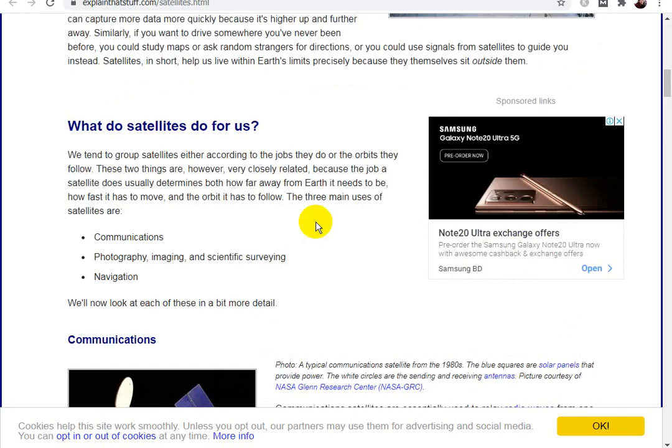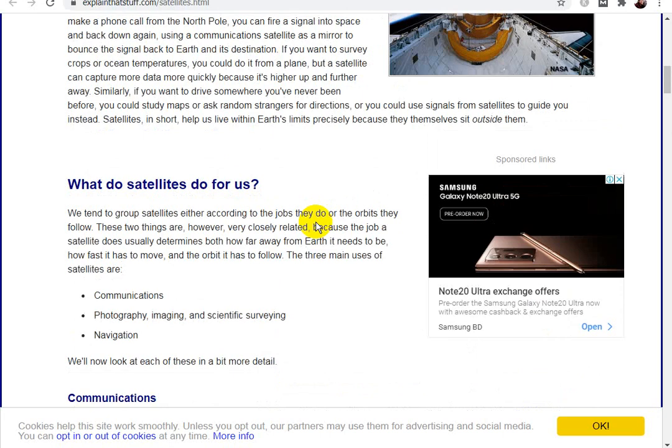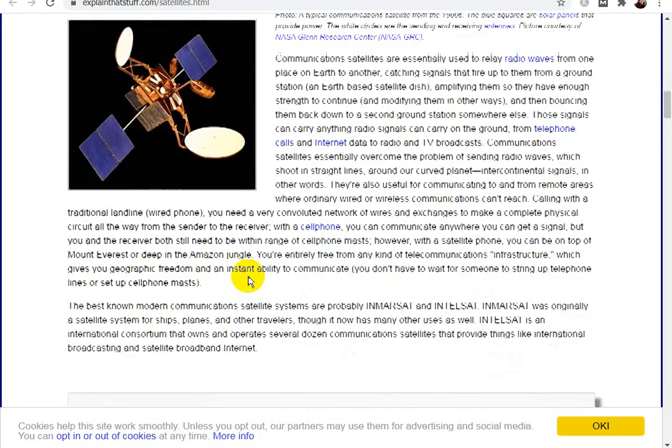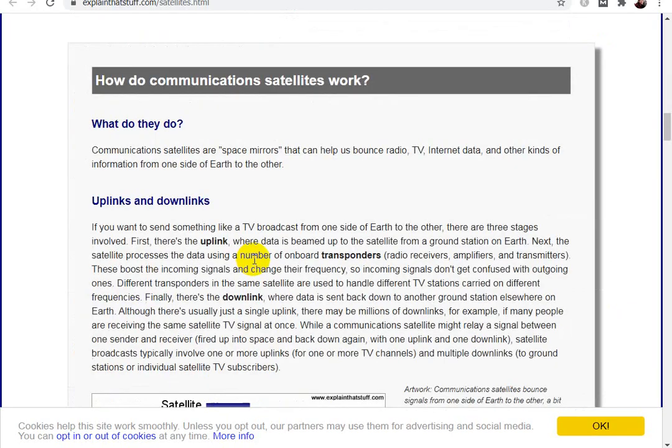What are the uses of a satellite? For communication, photography, imaging, scientific surveying, and navigation.